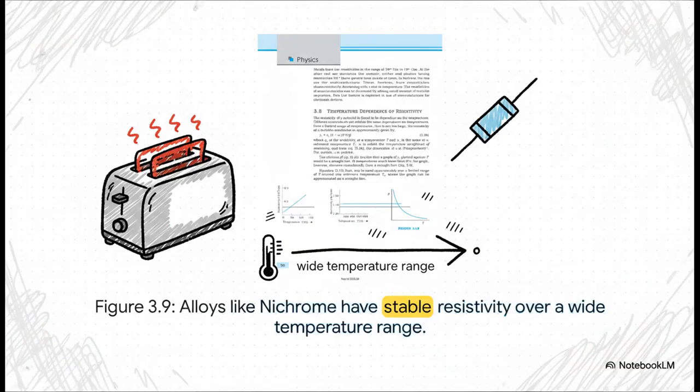And then you've got these special alloys like nichrome, which is the stuff they use in your toaster. Just look at its graph. It's almost perfectly flat. Its resistivity is incredibly stable across a huge range of temperatures. And this isn't an accident, it's an engineered property. It means that a device made from it, like a standard resistor in a circuit or the heating coil in a toaster, will have a predictable resistance whether that's at room temperature or glowing red hot.